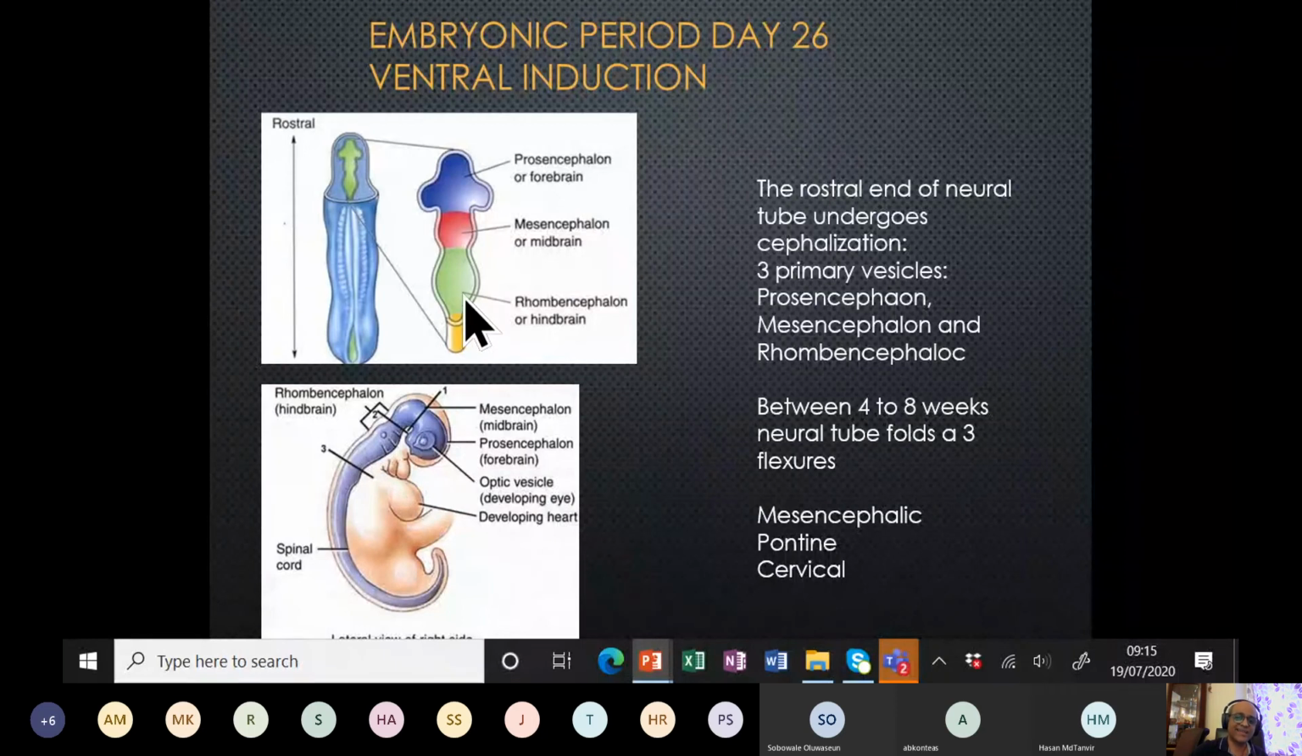This ventral induction is really right at the top end, the cephalic end of the developing embryo. And what happens is we get these vesicles. The neural tube is now going to form three specific primary vesicles. We have the prosencephalon, which is going to form the forebrain, the mesencephalon, the midbrain, and the rhombencephalon, which is going to form the hindbrain. Not only do we get these vesicles, we get three specific flexures. We have the midbrain flexure, the mesencephalic flexure, then the pontine flexure, which is at the level of the pons, and then the cervical flexure at the junction of the cervical cord and the medulla.